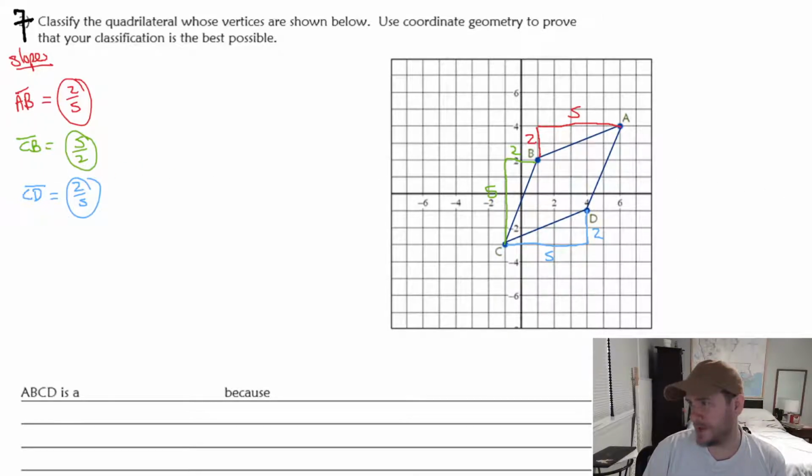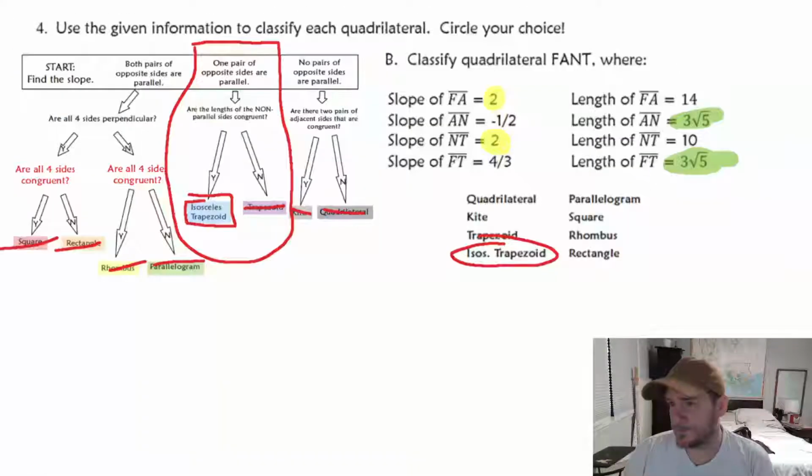Alright, couple things just happened. Something happened a second ago, actually. When I had the 2/5 and the 5/2, I noticed that those were reciprocals, but they're not opposite reciprocals, so I can pretty happily mark that this angle here, angle B, is not a right angle, right? So on our little list of options, we are not a rectangle or a square.